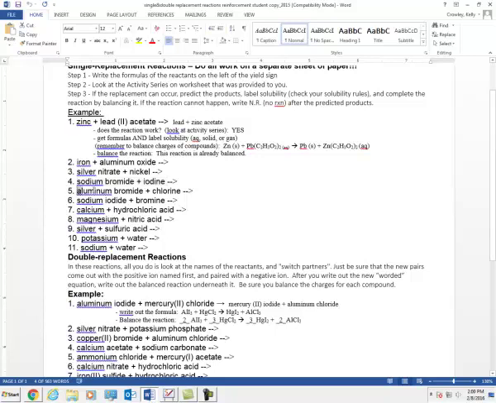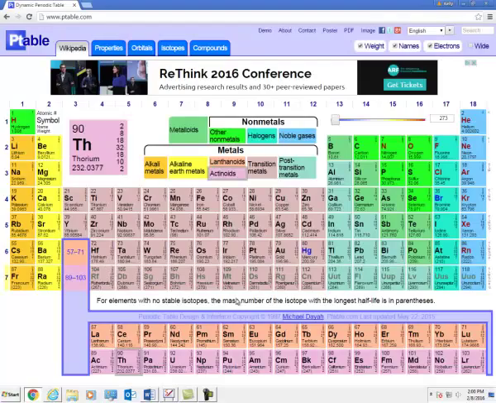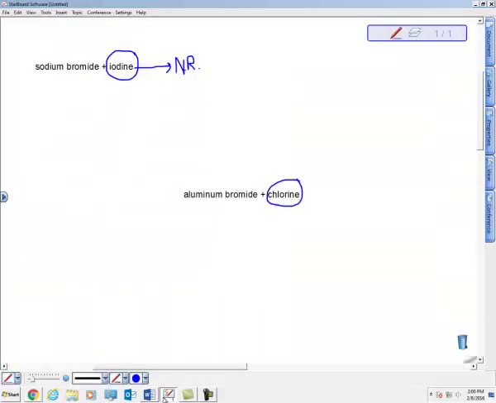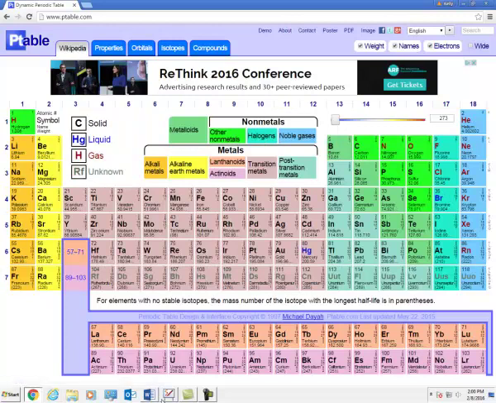Number 5. So aluminum bromide and chlorine. All right, let's check this one out. The one that is alone is the chlorine. We are trying to see if chlorine is higher in reactivity than bromine. So go check out your periodic table again. Which one needs to be higher again? The one that is alone. Chlorine is alone. Is chlorine more reactive than bromine? Yes. So this reaction does work.